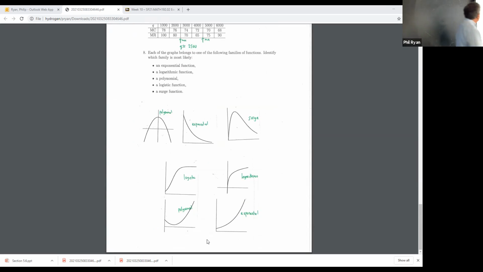And then finally, we see 2 polynomials here. They look like degree 2. Two exponentials: here we have exponential decay, and here we have exponential growth. Here's a logarithmic function, here's a surge function, and there's a logistic function. And that was our test.